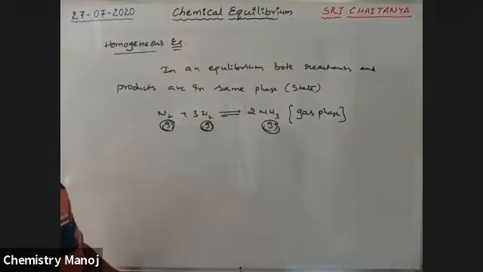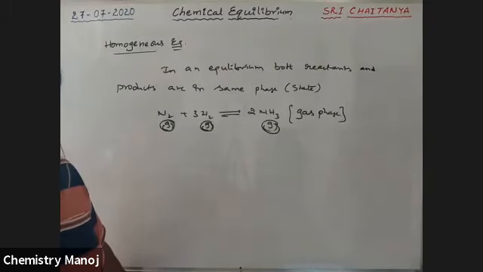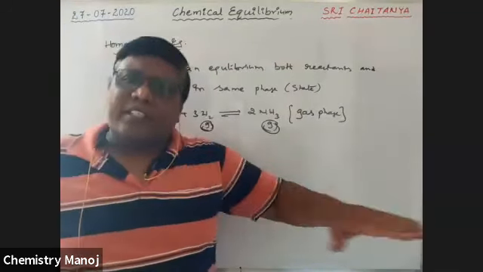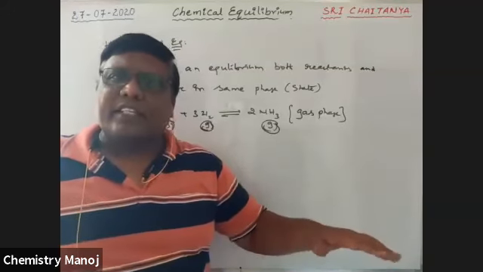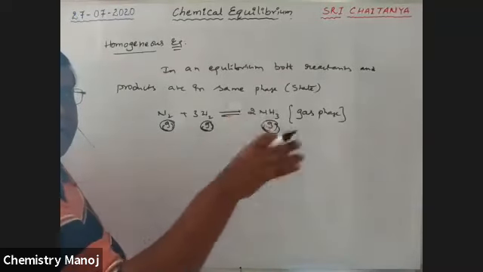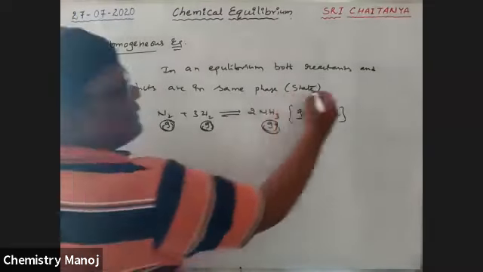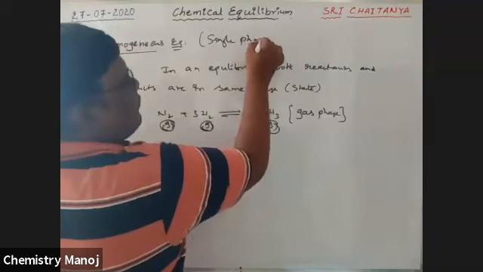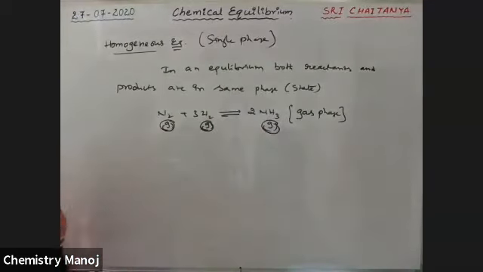Gas phase equilibrium. Both reactants and products are all in gaseous state. That means all the reactants and products are in the same phase, the same physical state exists, which is called a homogeneous system. Reactants and products exist in a single phase. That is why it is called a homogeneous system.